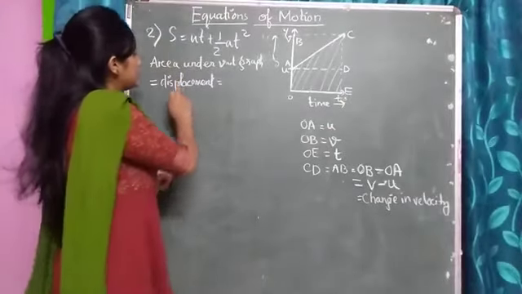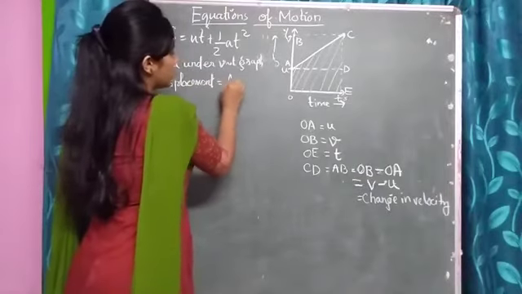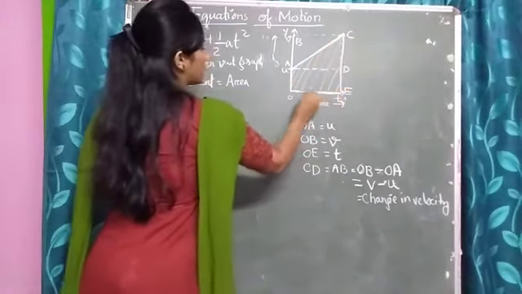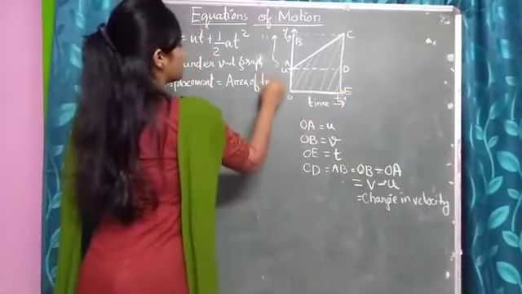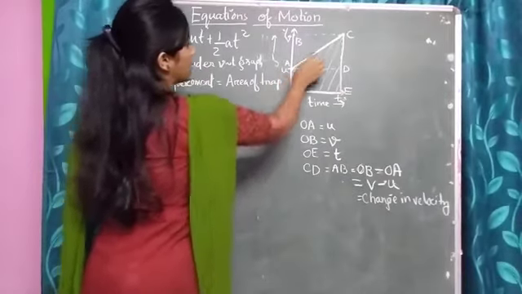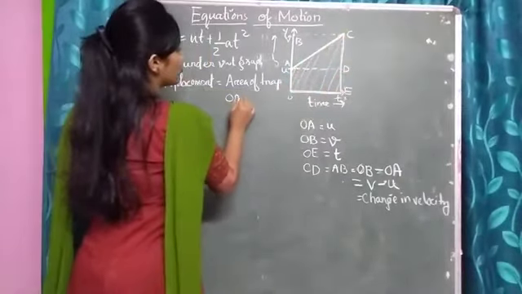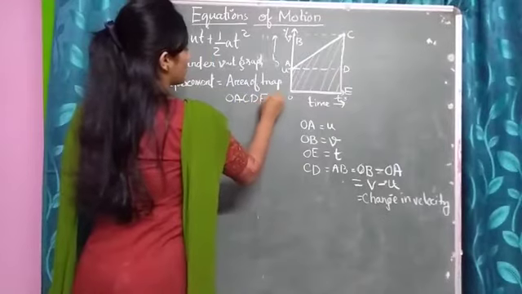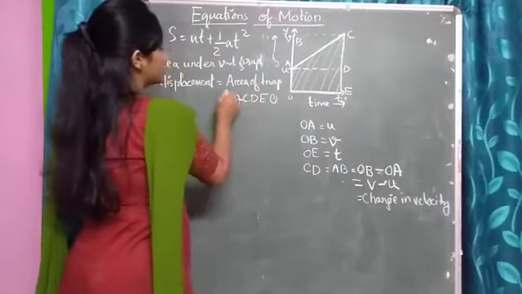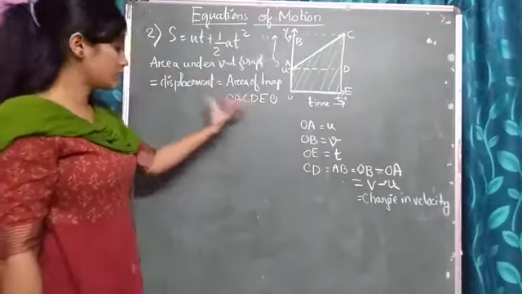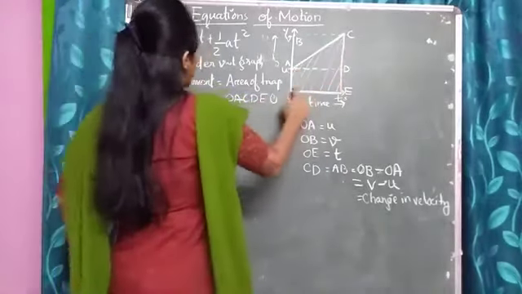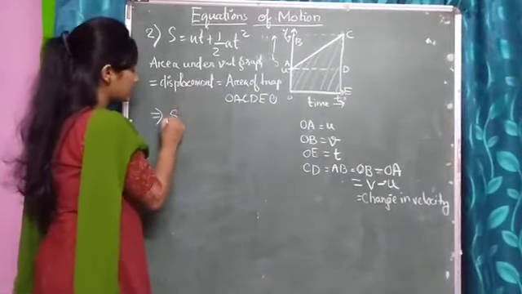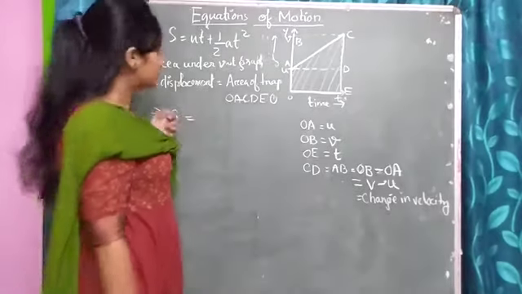So the area under the V versus T graph is the area of, see, this is a trapezium, so I will write the area of the trapezium OACDE. So the area will be this much. If we can find out the area under this graph, we can find out the displacement. So for displacement I can write our expression as.